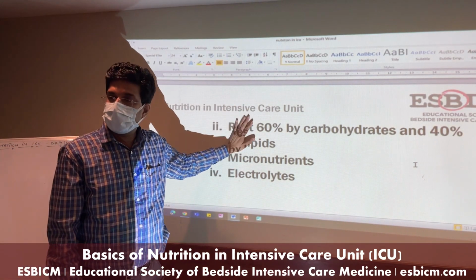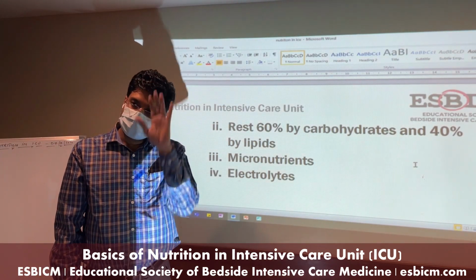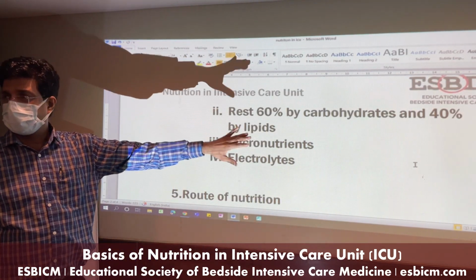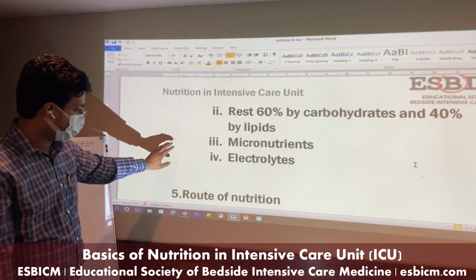So we'll come back to this when we discuss a case. We'll discuss one patient and we'll calculate the chart of how you are going to provide this. So roughly 25 to 30 kilocalorie per kg you need to provide per day.